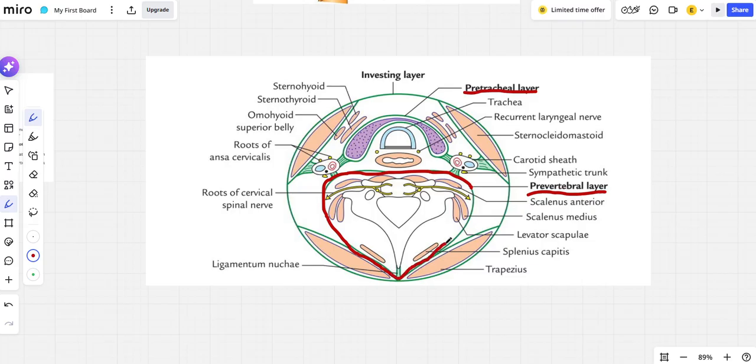It's enclosing the scalene muscles. Here you can see the scalene anterior, the scalene medius, the levator scapulae, the splenius capitis here. This is the vertebra. All of this is your vertebra, right? So all of this basically, what does the prevertebral layer do? It encloses your vertebral column, your deep neck muscles, your scalene muscles, and the prevertebral muscles.